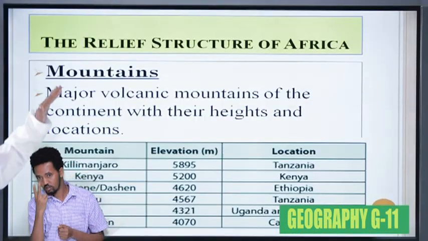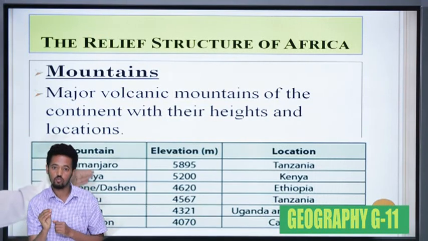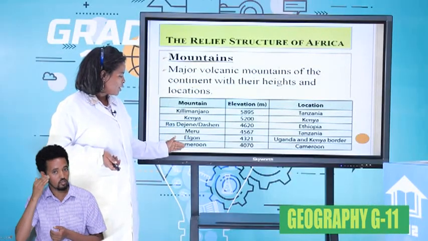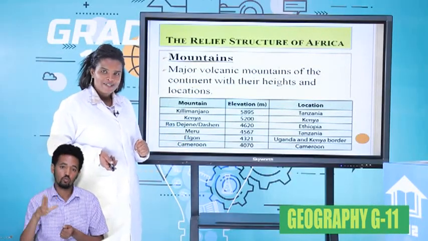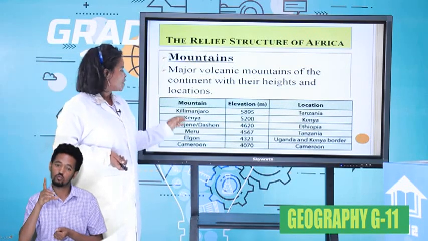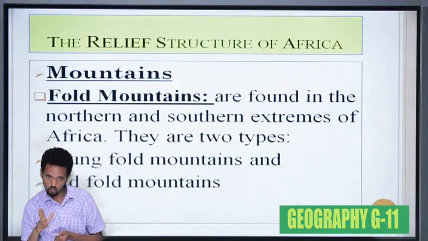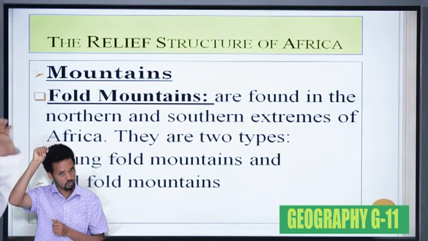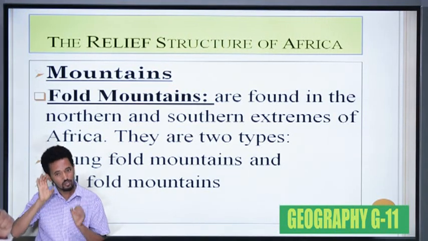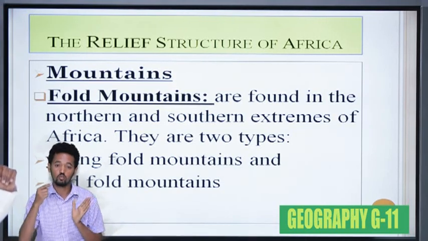Let us see the major volcanic mountains of Africa. These are Mount Kilimanjaro, Mount Kenya, Ras Dashan, Meru, Elgon, and Cameroon mountains. The highest mountain is Kilimanjaro, which is found in Tanzania. Fold mountains are formed because of compressional force. They are found in the northern and southern extreme points of Africa.